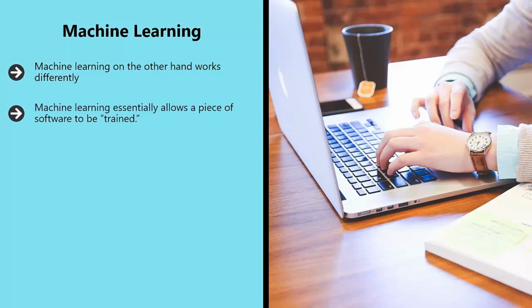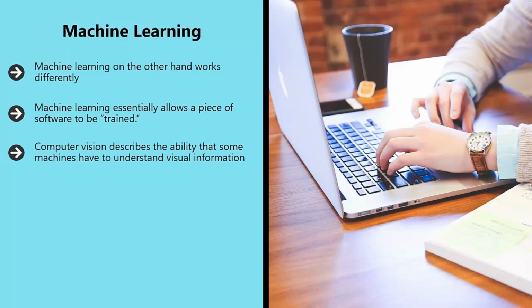Machine learning essentially allows a piece of software to be trained. An obvious example of this would be computer vision. Computer vision describes the ability that some machines have to understand visual information. An example is Google Lens, which can tell you what you're pointing your phone's camera at, whether that's a type of flower or a product you can buy in stores. Computer vision is necessary for self-driving cars to successfully navigate their environments and is used by apps like Snapchat, which use filters to change people's faces.